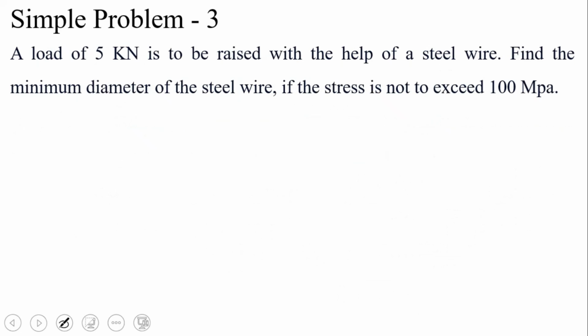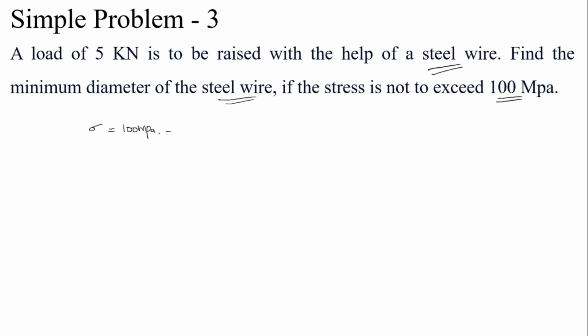Next, the next problem is a simple problem. A load of 5 kilonewton is to be raised with the help of a steel wire, right? Find the minimum diameter of the steel wire, if the stress is not to exceed 100 megapascal. Sigma is equal to 100 megapascal, they have given, right?